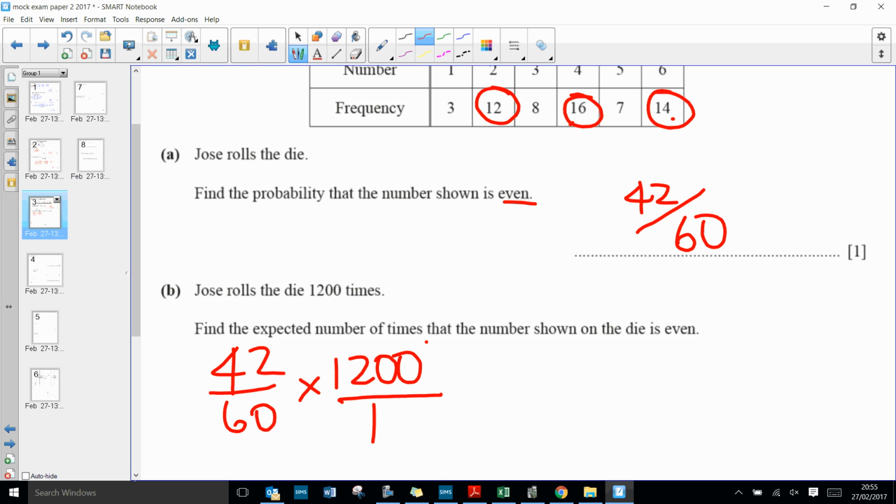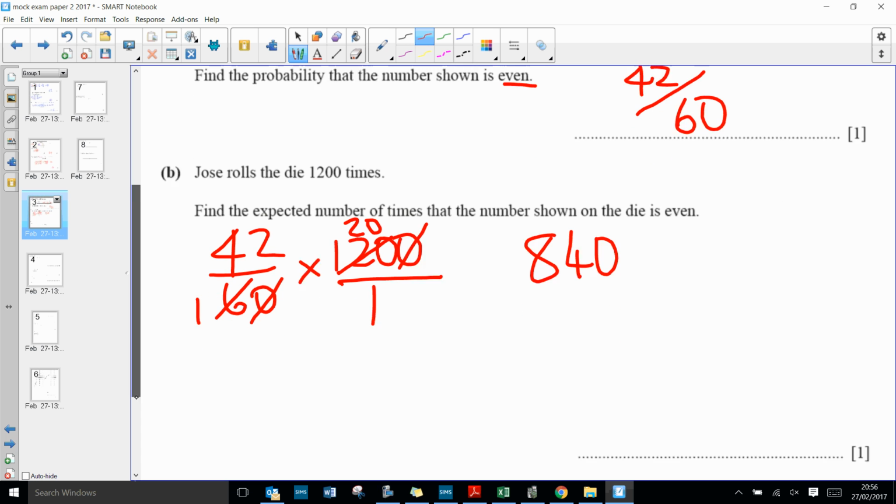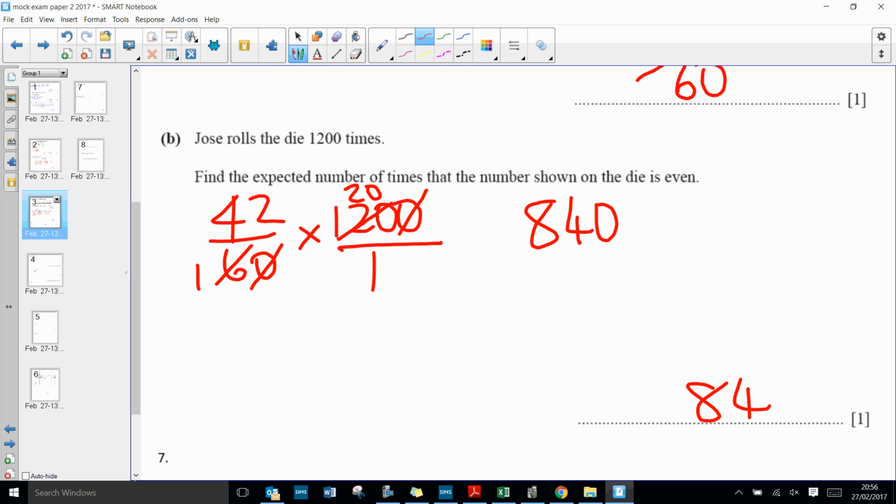So we can divide both top and bottom by 10. 6 goes into 120. So 6 goes into here once, and here 20 times. And then we've just got 42 times 20, so 2 times 42 is 84, and add a 0, so it would be 840. Hopefully you followed all of that explaining.